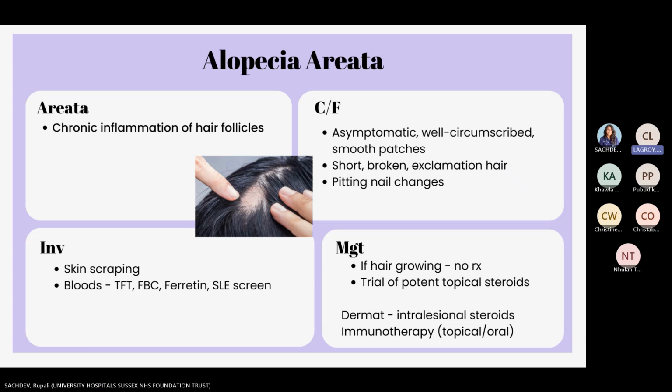The management, if hair is growing back, then there's no required treatment. Otherwise, you can try a trial of potent topical steroids, which would avoid the chronic inflammation and would allow the hair to grow fully to its normal length. And then you'd refer to dermatology if they require further management, which could be intralesional steroids or even immunotherapy, whether topical or oral. So I have alopecia as well.